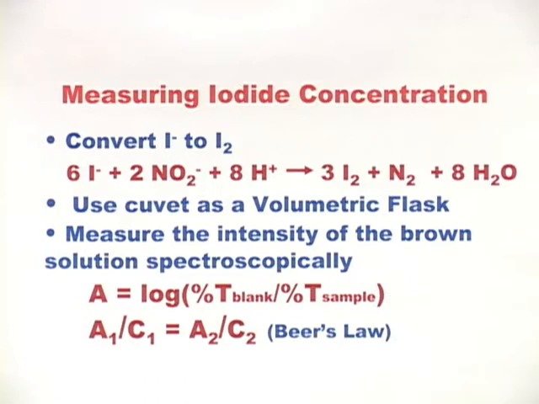With our KSP and standard solutions made, we are now ready to measure our iodide ion concentrations. We will do that by oxidizing the colorless iodide ion with nitrite ion to brown iodine under acid conditions. We will also use the cuvette as a volumetric flask. We will measure percent transmission using a spectrometer and blue or green light.